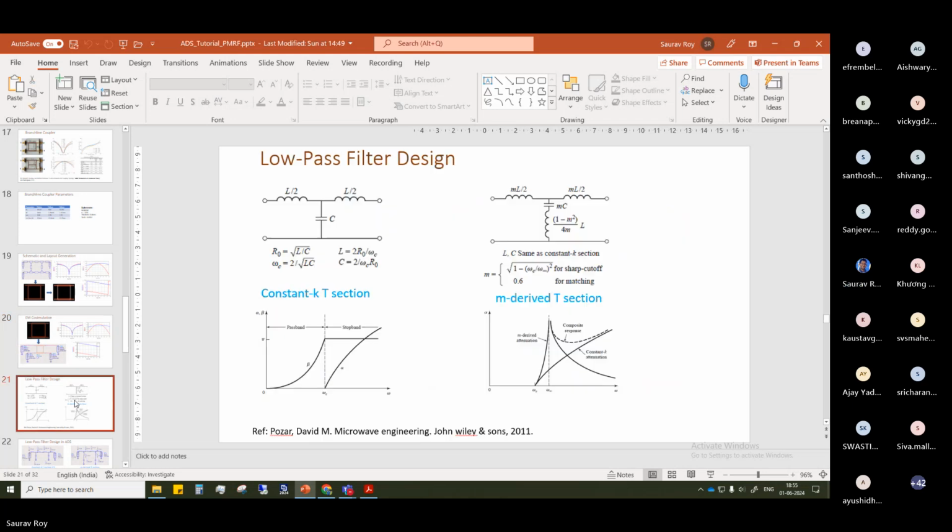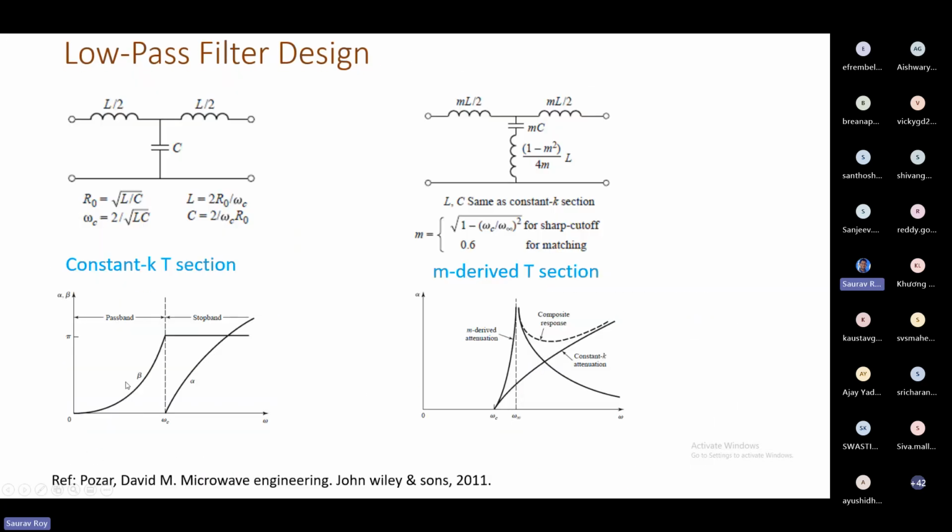So these plots are taken from the Pozar book. The left hand side is the plot for the constant K section, and the right hand side is for the M derived section. On the left hand side, alpha increases slowly, but at high frequency alpha is very high. The right hand section is actually not only M, it's a composite of M as well as constant K. The M derived section gives a very good cutoff, a very good roll up.